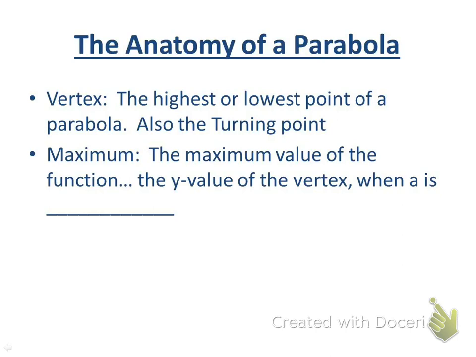Think about it. If it has a max, it's going to have a maximum point, a peak, if a is negative. Okay? So if it has a maximum value, a has to be negative, and the maximum value is the y value of the vertex. Just the y value.